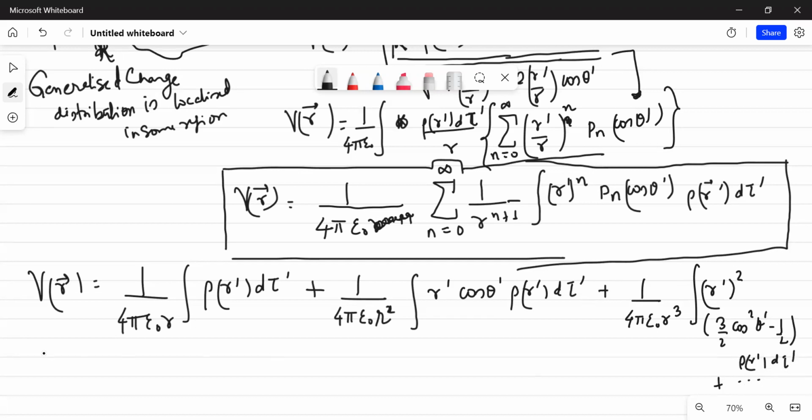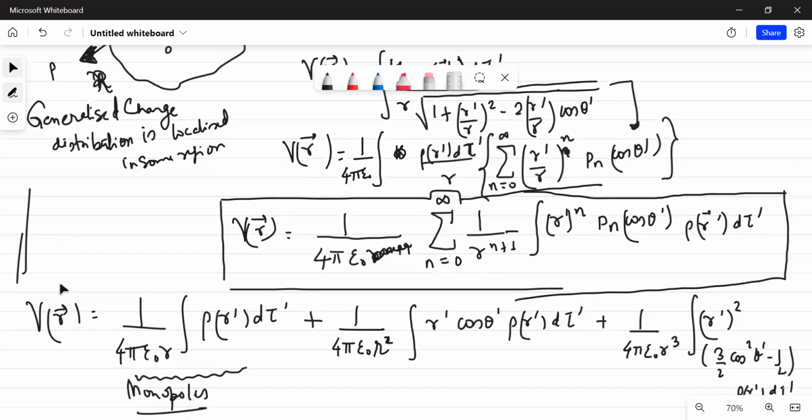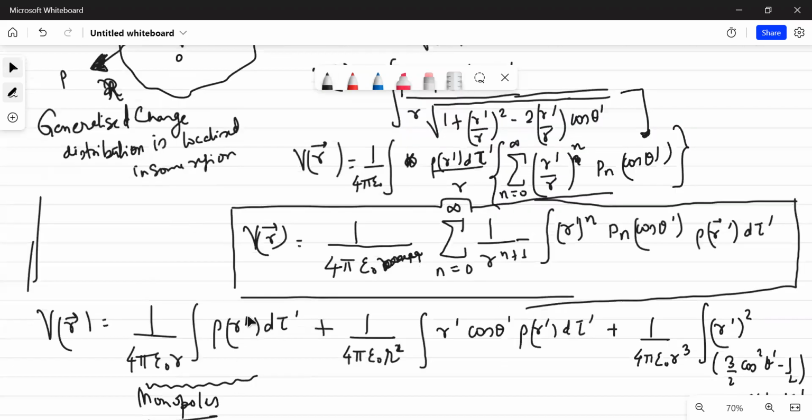So what is happening? The potential can be written as sum of all these contributions. If you closely see this, this is something what you called as kq upon r. So this rho r dash d tau dash will give you q. This is kq upon r. So this is your contribution from your monopoles. So whatever monopole sort of arrangement would be there in this kind of volume in general. Okay, so this will give you this.